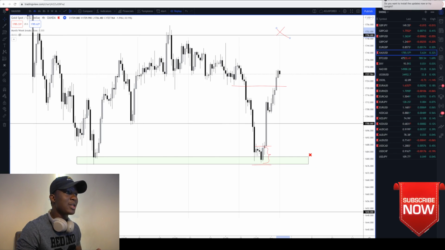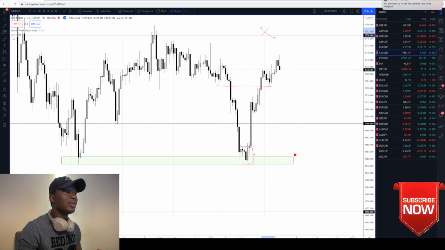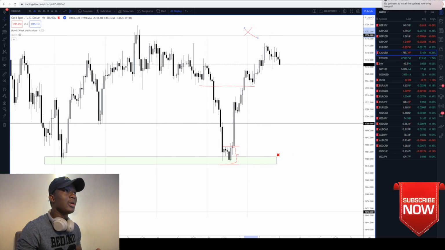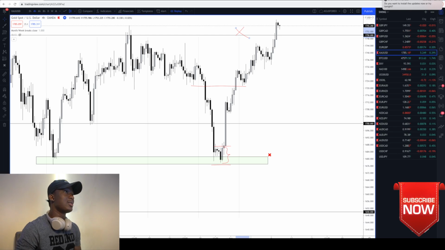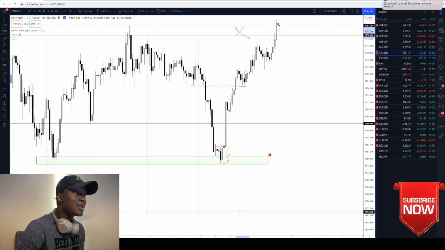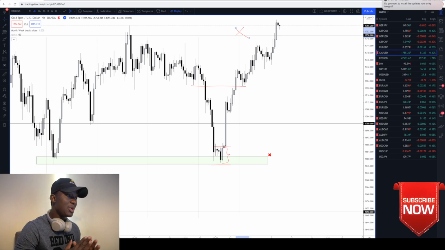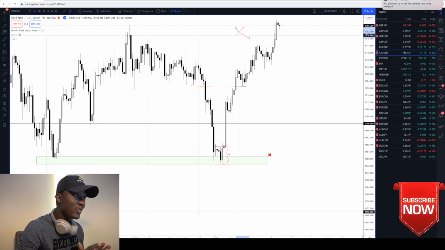Take profit one smashed, take profit two smashed, just because we had the essence of waiting for that bullish or bearish presence, right? So you see how intelligent this move can be.